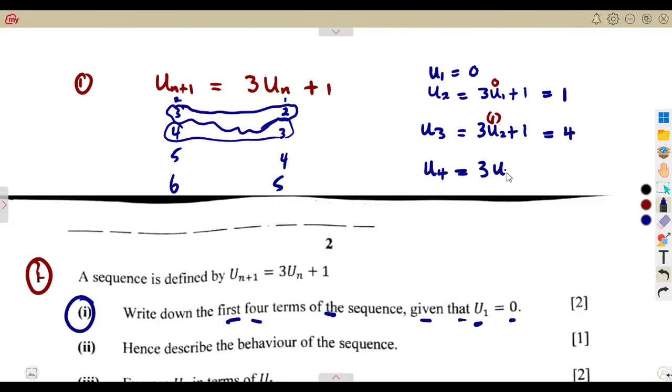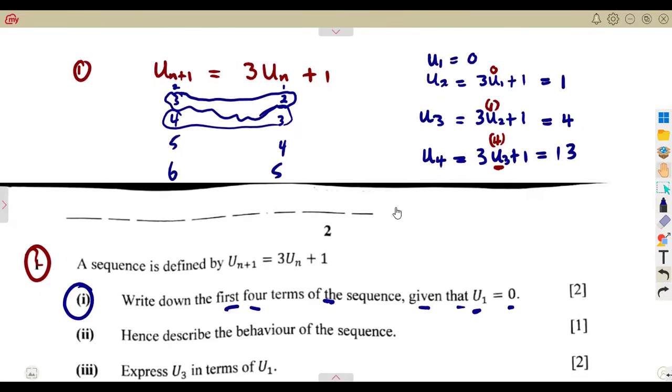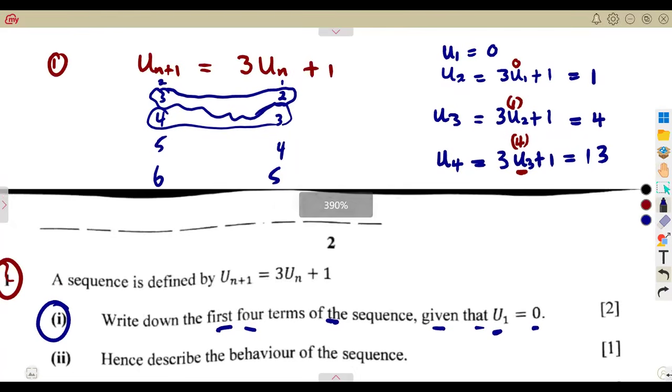So that is 3 u3 plus 1, which will be equal to what? If we substitute, because we calculated this u3 here, we have its numerical value, which is 4. Substitute that 4 here. 3 times 4, 12 plus 1, which is 13. All right, so we've got 1, 2, 3, 4 terms, which are the first 4 terms of our sequence. So that is the relationship that you are given.